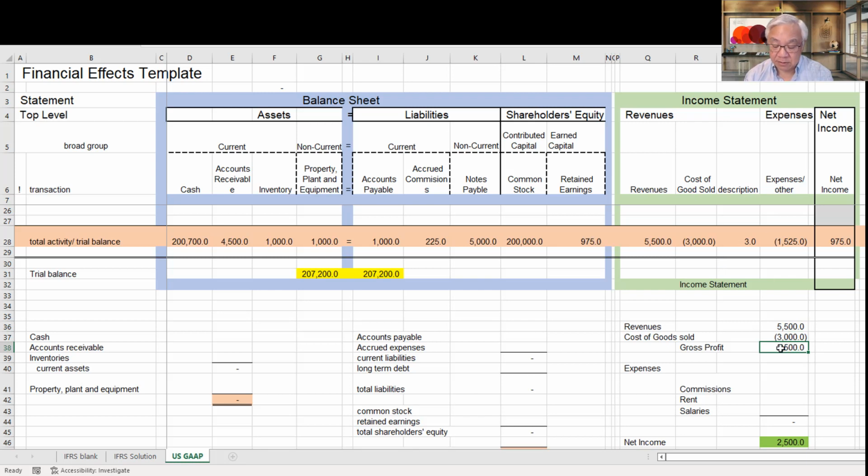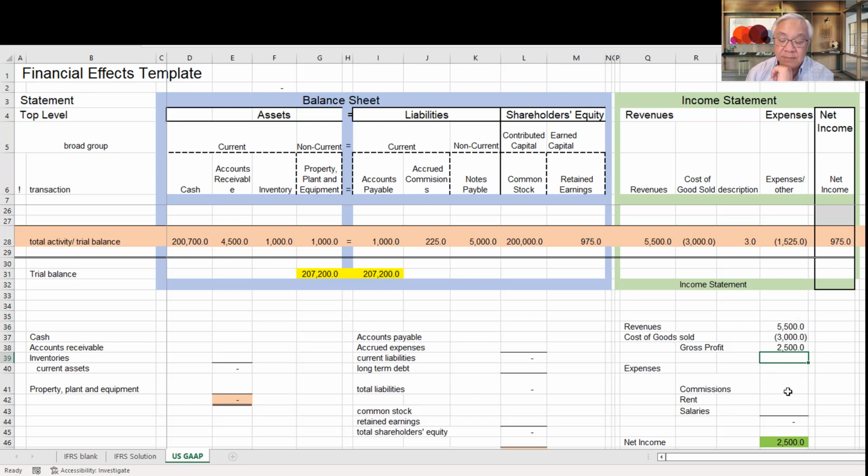Again, I'll just do it from scratch. So it's the revenue minus the cost of goods sold. Now notice I entered plus because the cost of goods sold was entered as a minus. So plus a minus number is minus. So that's why we have 2,500.